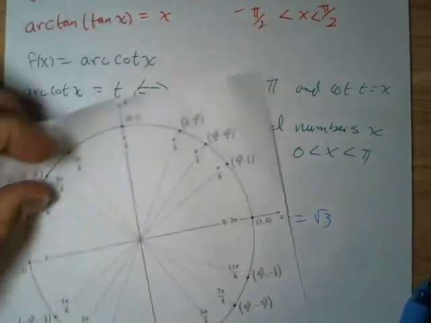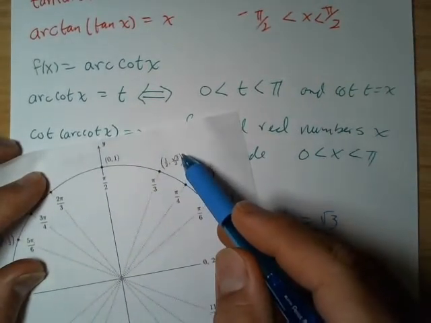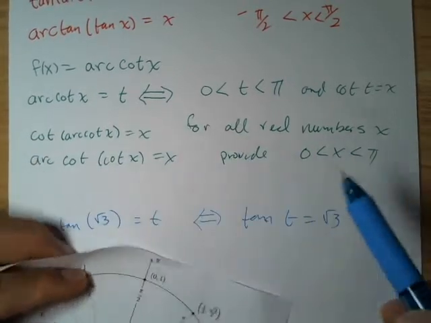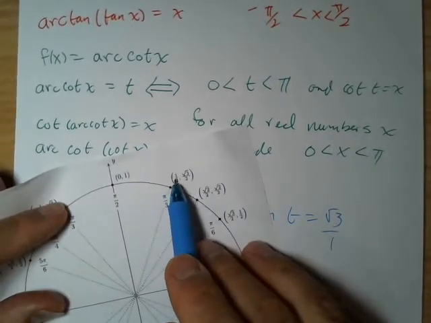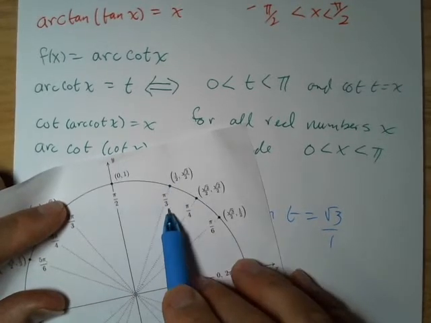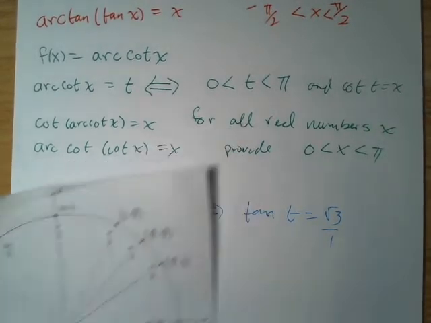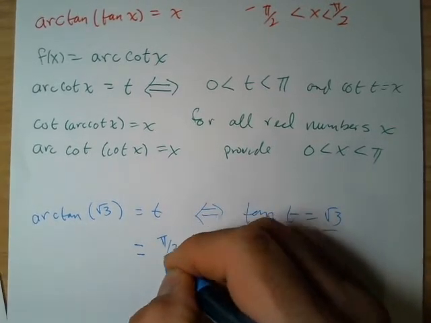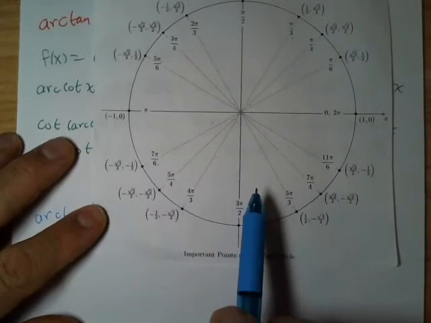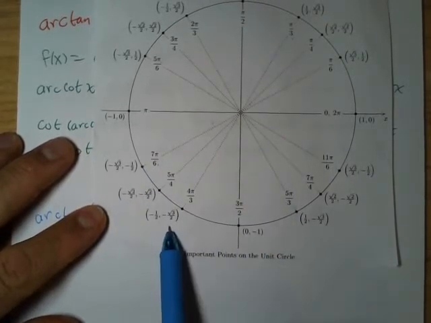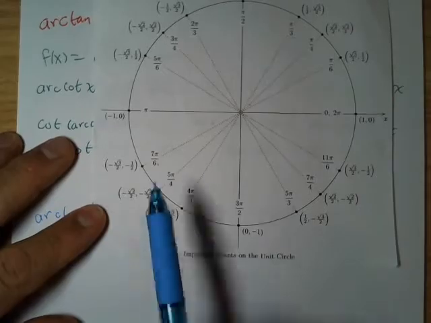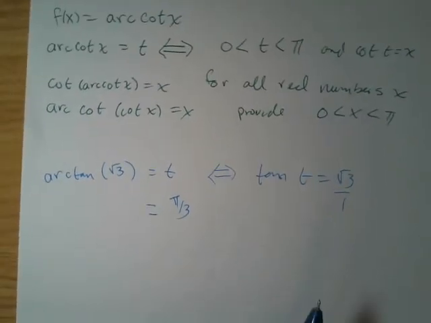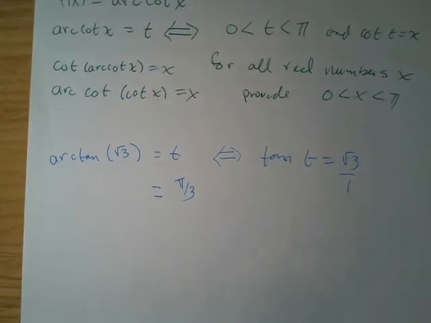Remember, the tangent is the ratio of the sine over the cosine. These all have the same denominator, so really just look at the numerators. Root 3 over 1, sine over cosine, would be this angle pi over 3. And again, this is the only possible value. It is not the angle out here, where we take negative over negative, which is a positive. The domain restriction is crucial here for our inverse functions.